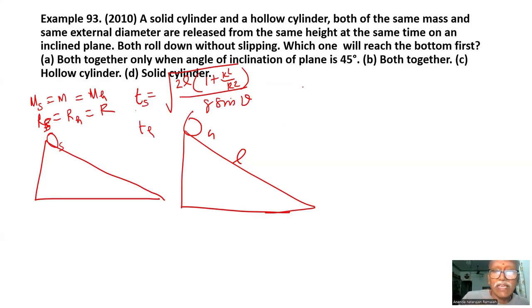But you should know K square by R square. How do we find K square by R square? We know that I equals mK square. That is one way. I solved it in a different way. I will tell both. I do not know if we can tell both today. We'll check.